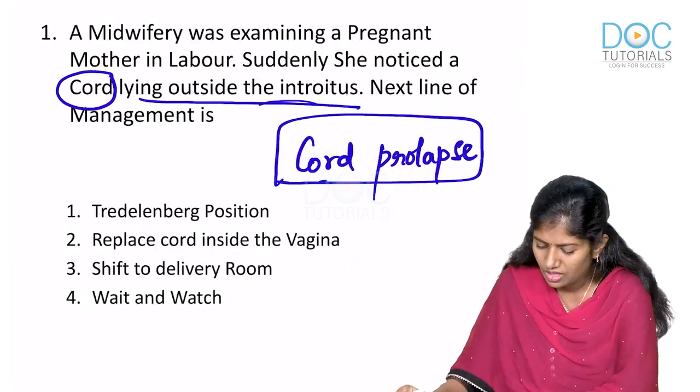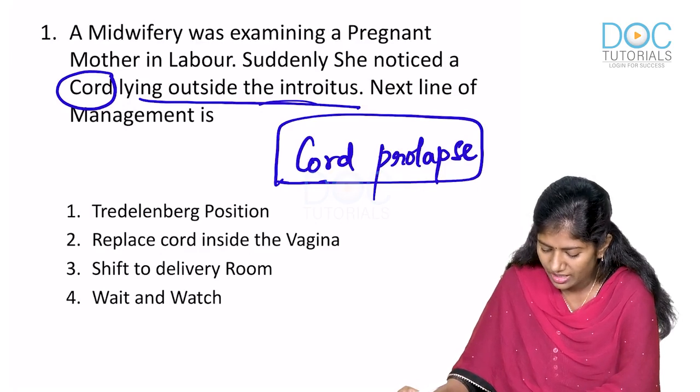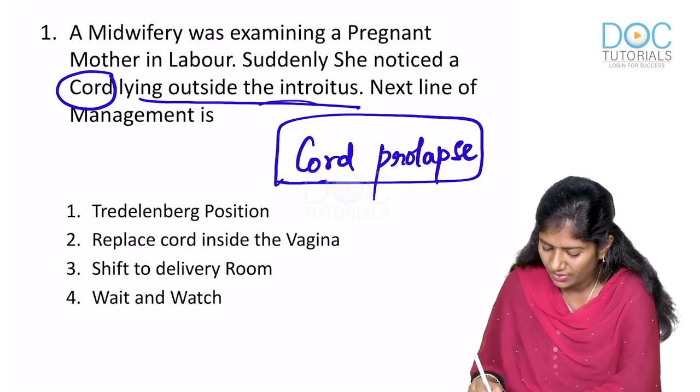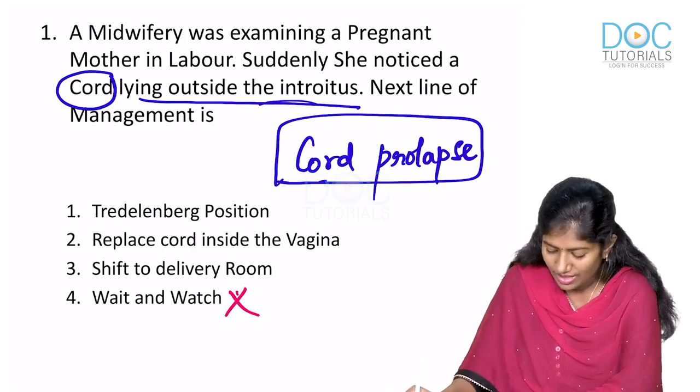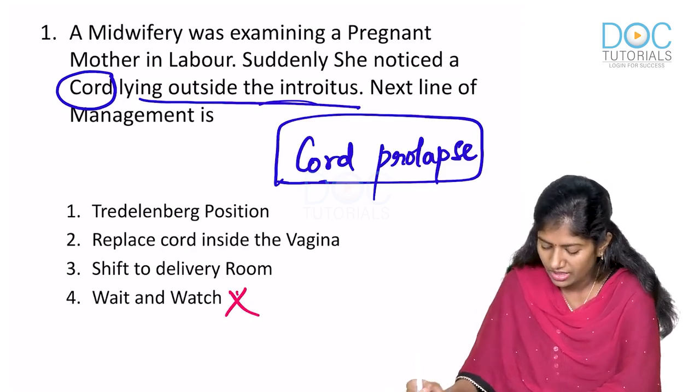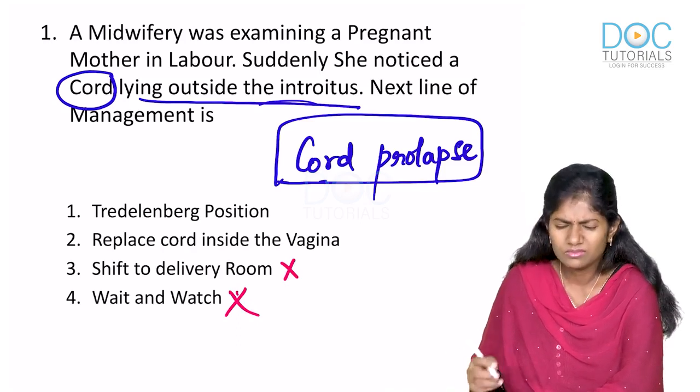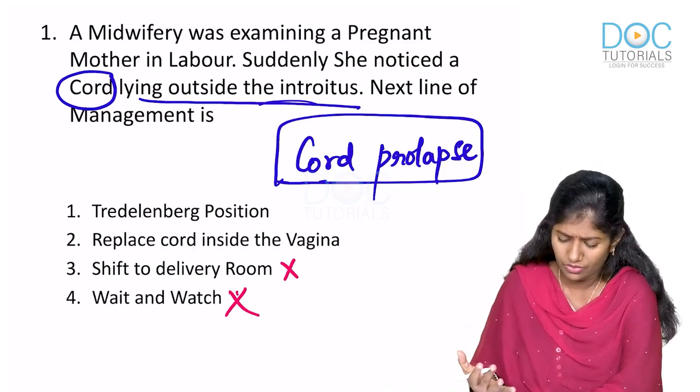Now look at the question. Midwife was examining a pregnant mother in labor. Suddenly she noticed a cord lying outside the introitus. Next line of management is definitely not wait and watch. When the cord is already outside, it's a dumb attitude to wait and watch. Okay, so definitely not. Shift to the delivery room. Of course, you have to shift to the delivery room.